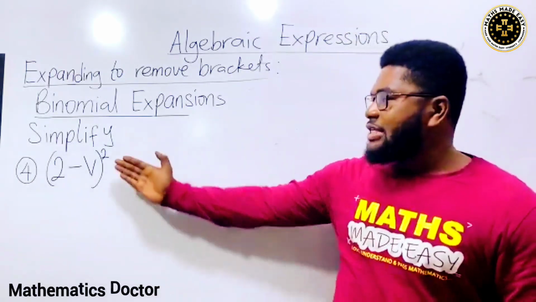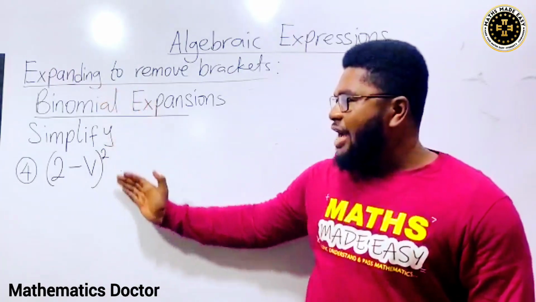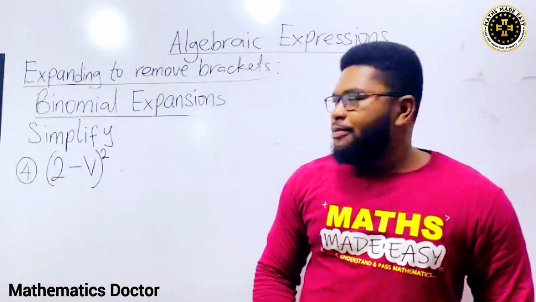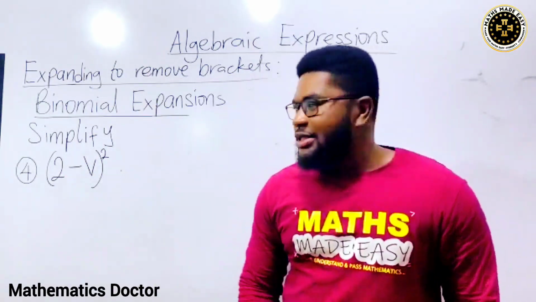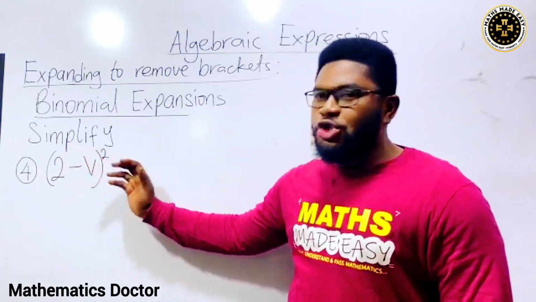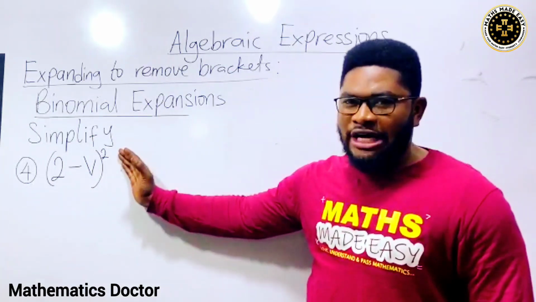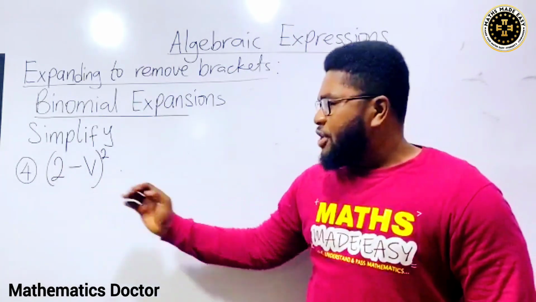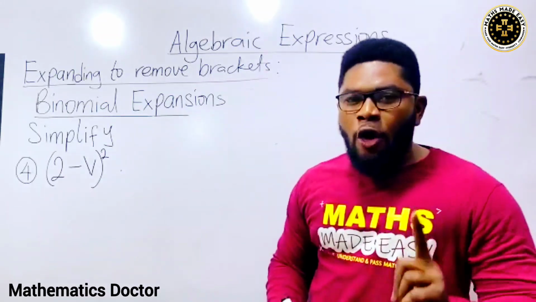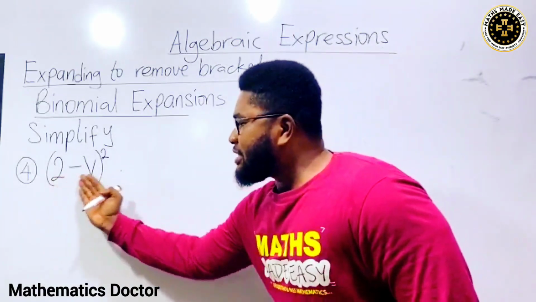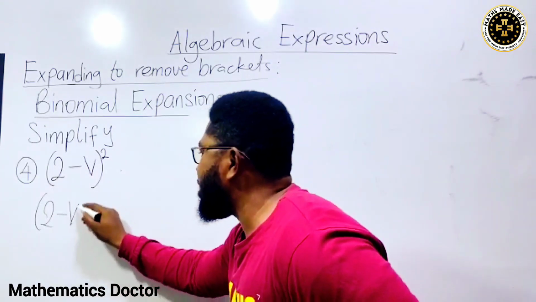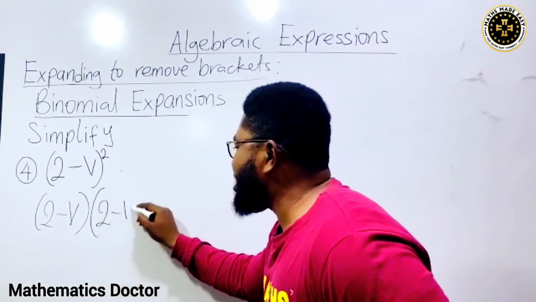Let's take a look at example number 4. It says simplify (2 minus v) all squared. Now let me clarify something here. Most students consider this expression as 2 squared minus v squared since there is a power outside the bracket, but that is wrong. This expression is referred to as a perfect square. What does it mean? This expression also means the terms in the bracket are multiplying themselves, which is to say 2 minus v multiplying 2 minus v.